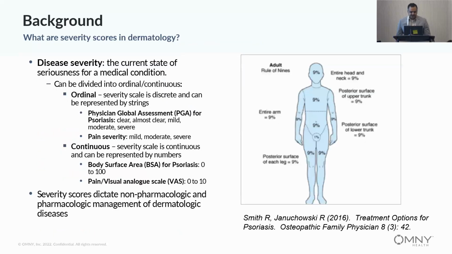So what does this have to do with severity scores? Well, disease severity can be defined as the current state of seriousness for a medical condition. And disease severity comes in many different shapes and sizes. They can be divided into ordinal and continuous scores. An ordinal score is sort of like describing pain as mild, moderate, or severe. It's just a discrete scale and it can be represented by strings. Whereas a continuous score is represented by numbers, such as a pain visual analog scale from 0 to 10.